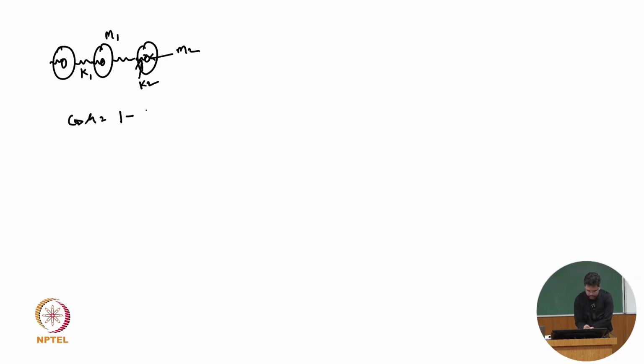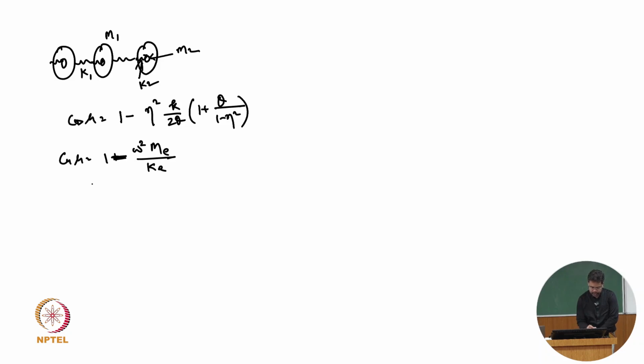The dispersion relationship is cos mu equal to 1 minus eta square kappa by 2 theta into 1 plus theta divided by 1 minus eta square. Or we can write it as cos mu equal to 1 minus m effective divided by k effective. So what is the m effective? M effective will be m1 into 1 plus theta divided by 1 minus eta square. Okay, so that way we can get it.